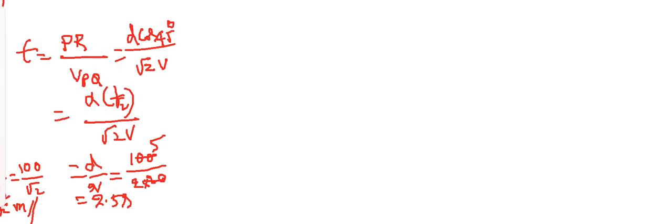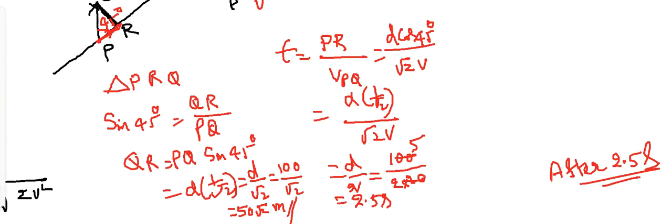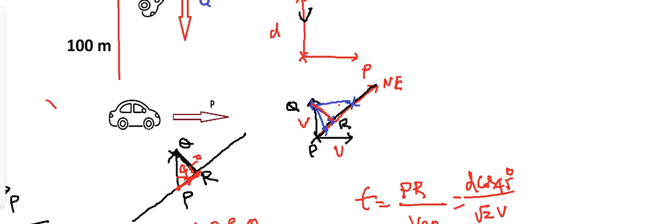That means after 2.5 seconds, the distance between the two becomes minimum, which is equal to 50 root 2 meters. So if you have any problem of this kind, the minimum distance is possible if you drop a perpendicular from the observer. Out of the two, imagine one body is at rest, the second one is in motion. From the body at rest, drop a perpendicular onto the line of relative velocity. The length of that perpendicular automatically gives the minimum distance, right?